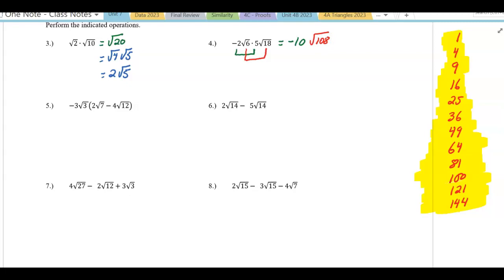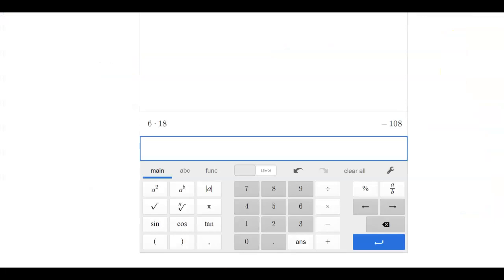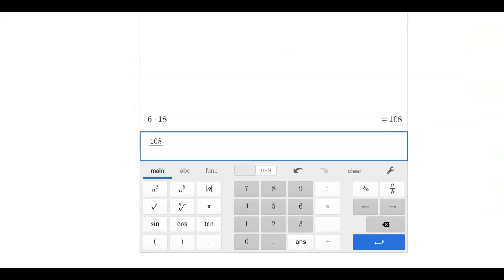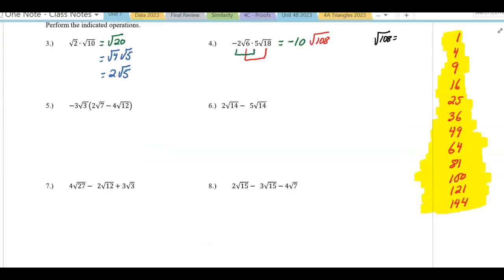And now we need to break down the square root of 108, and we're trying to find a perfect square in square root of 108. If I use my calculator, I'm going to try to find the biggest perfect square. And so 108, I'm going to try 36. And I see that that is 3. So that tells me the square root of 108 is the square root of 36 times the square root of 3, which is 6 square root of 3.